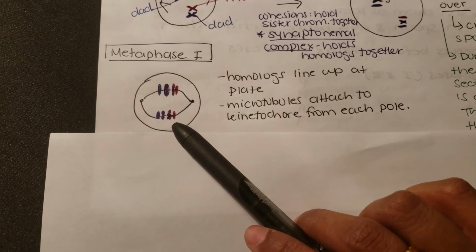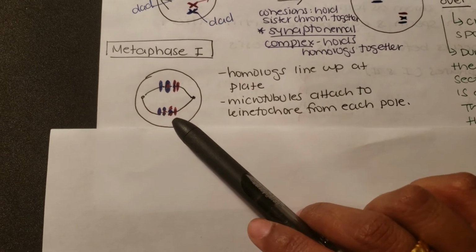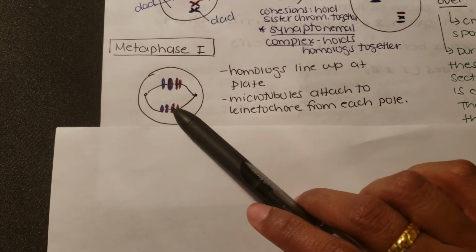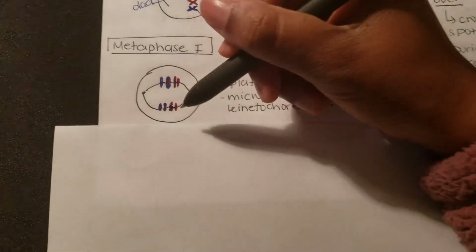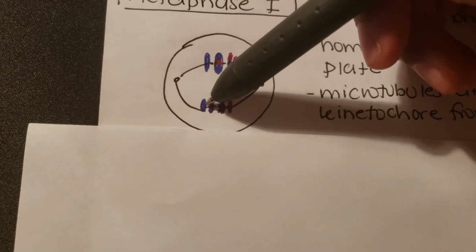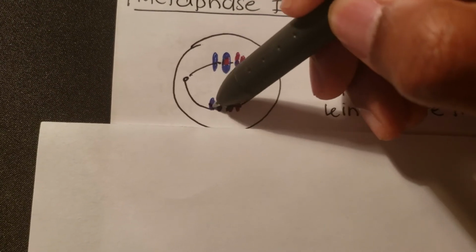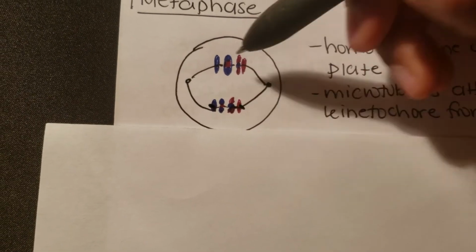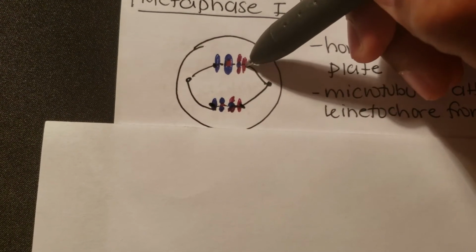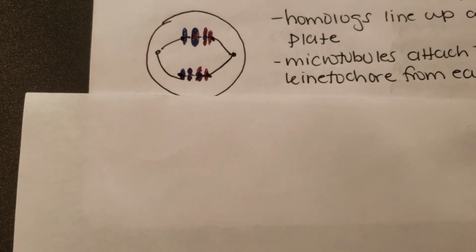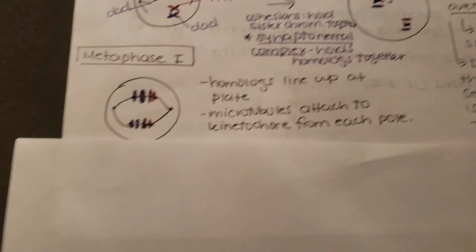So remember, we talked about centromeres and kinetochores. Centromeres hold the sister chromatids together. So the centromeres would be between these two and between these two. But the kinetochores are going to be on the outside, okay? That's where the microtubules are going to attach, to the outside part, all right? So this is going to help them pull apart in the next phase.